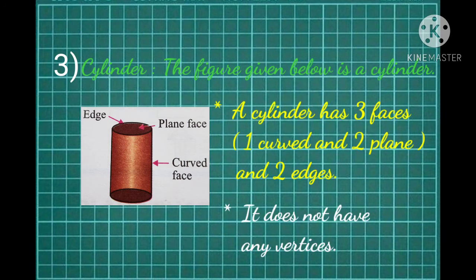Now, number 3 is cylinder. The figure given below is a cylinder. A cylinder has 3 faces, one curved face and 2 plane faces, and 2 edges. It does not have any vertices.